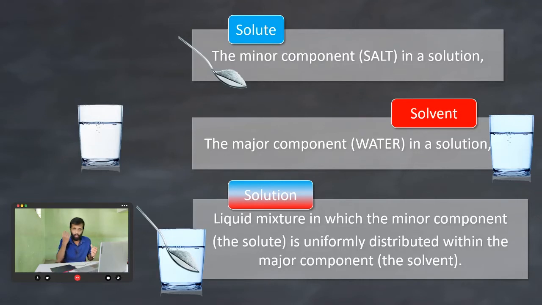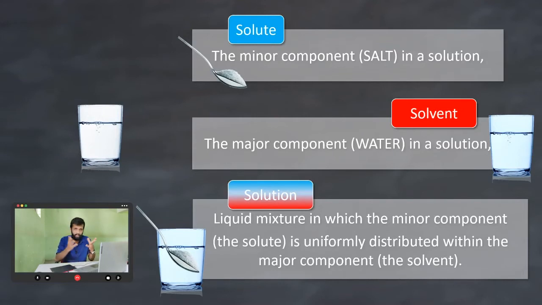So I took water and I put 1 spoon of salt, right? What is less or what is minor? It is the salt that is present. So that salt which you mix is a solute. In the same way, I'm mixing salt in water. So when I do that, that water is nothing but a solvent.